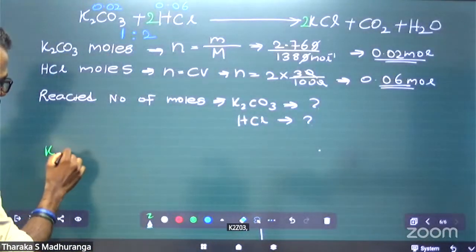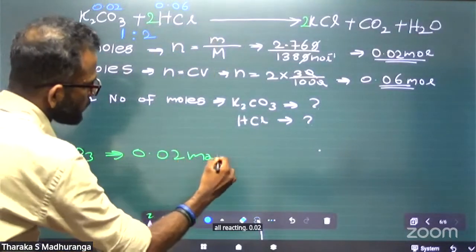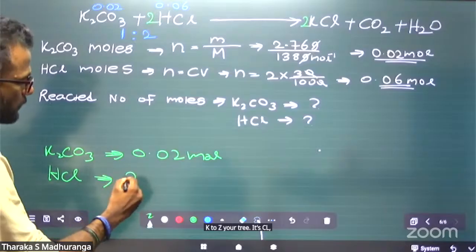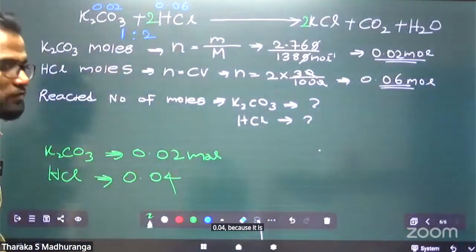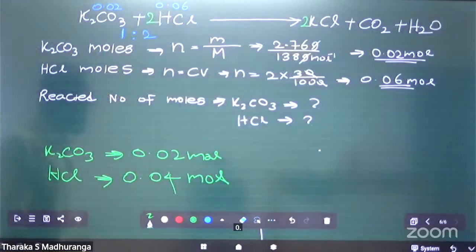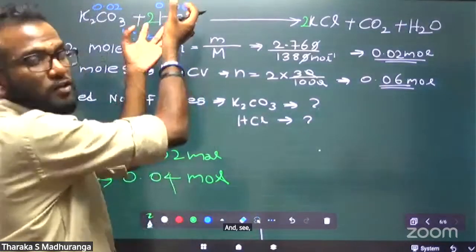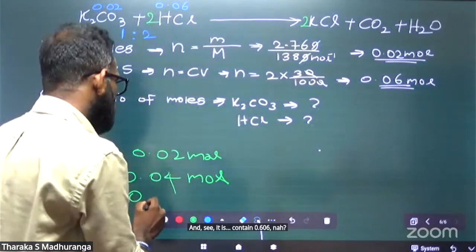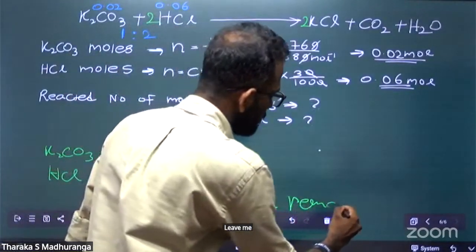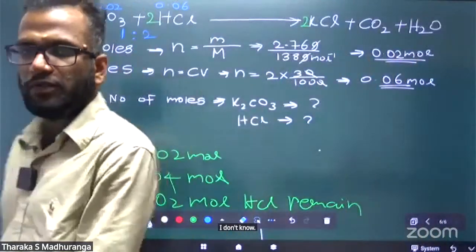K2CO3: all reacting, 0.02 moles reacting. HCl: 0.04 moles reacting, because it is 2 times. And see, it contains 0.06, so 0.02 HCl remains. That's the full story.